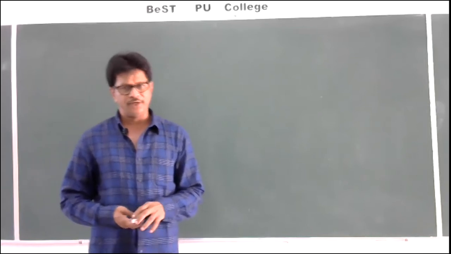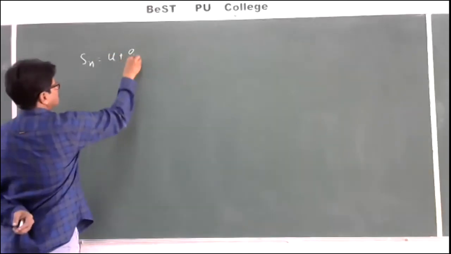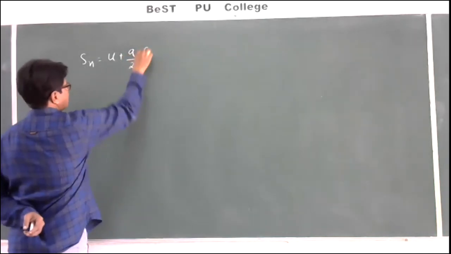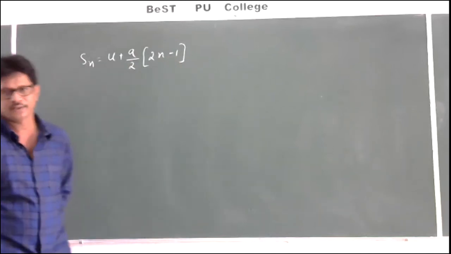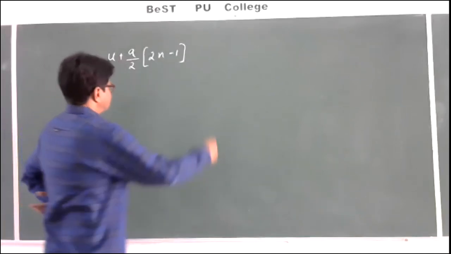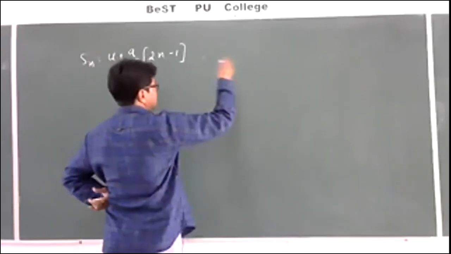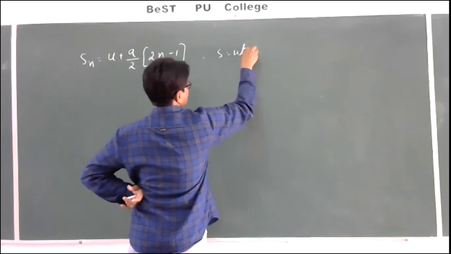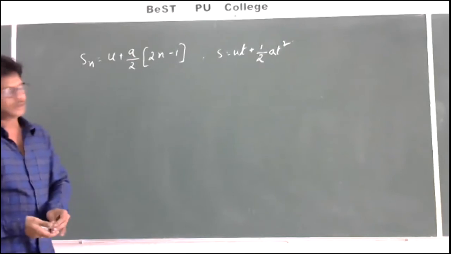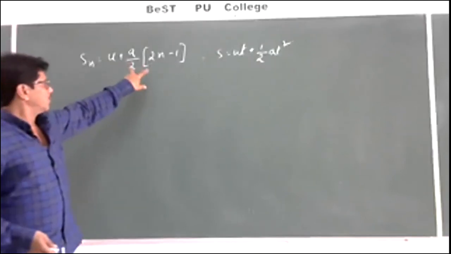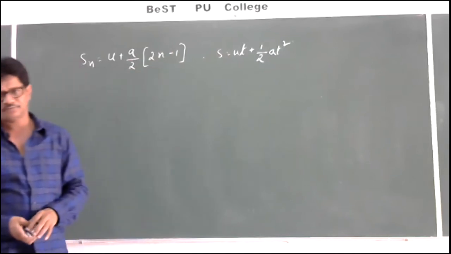Yesterday we discussed one very important formula: Sn is equal to u plus a by 2 into 2n minus 1. And we also discussed, in previous days, s is equal to ut plus half at square. Now we got an idea when to use these two formulas.